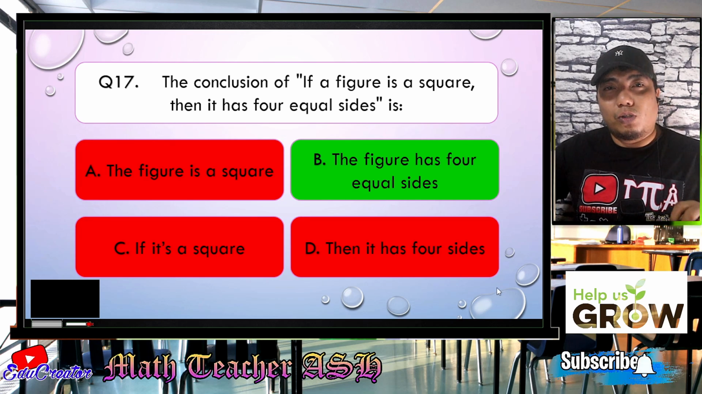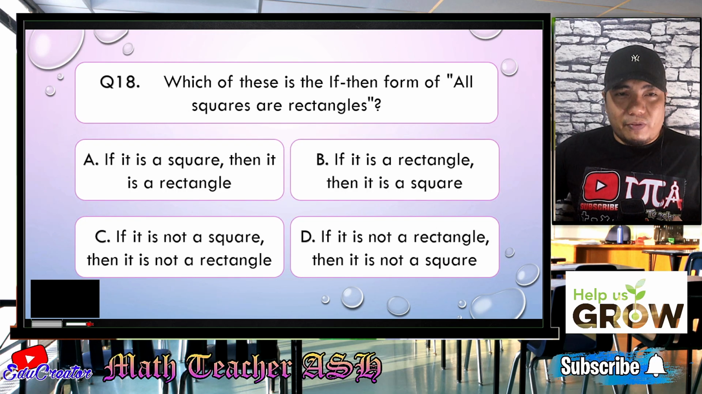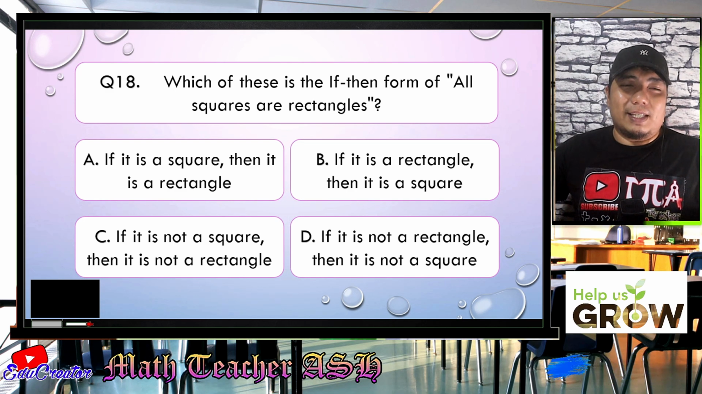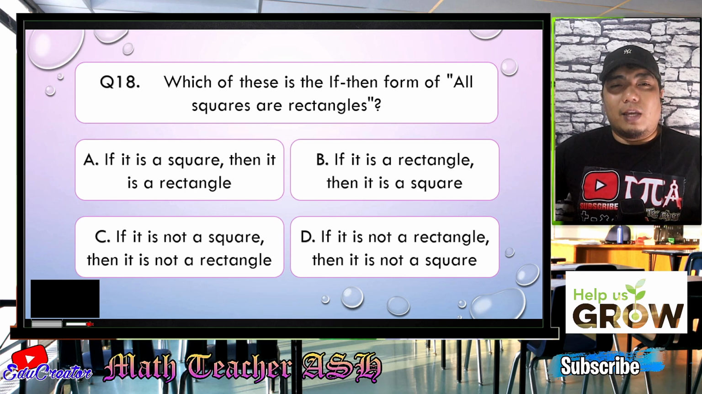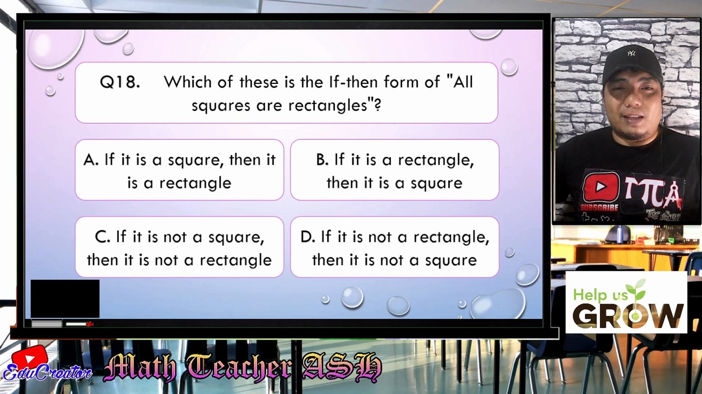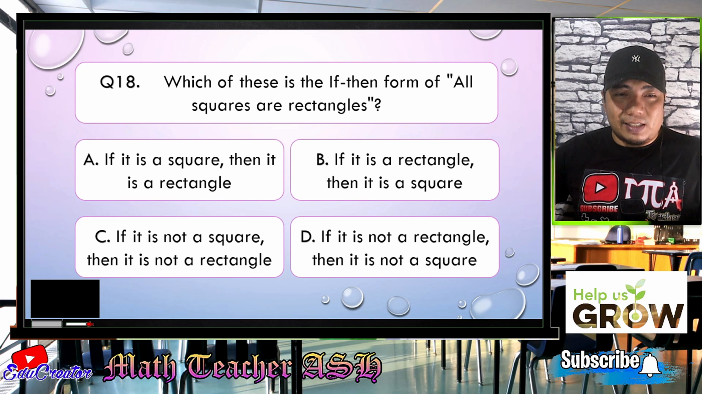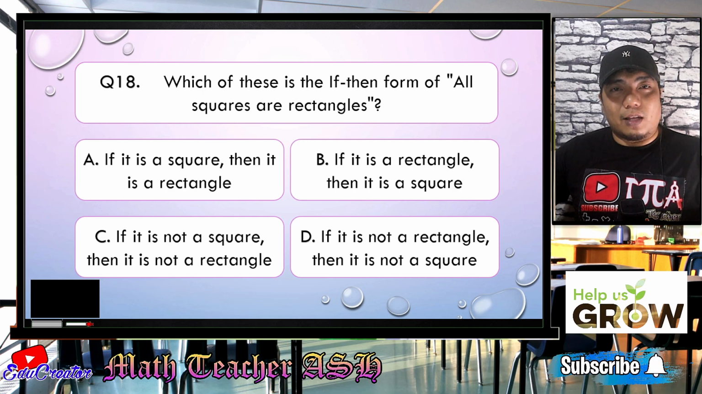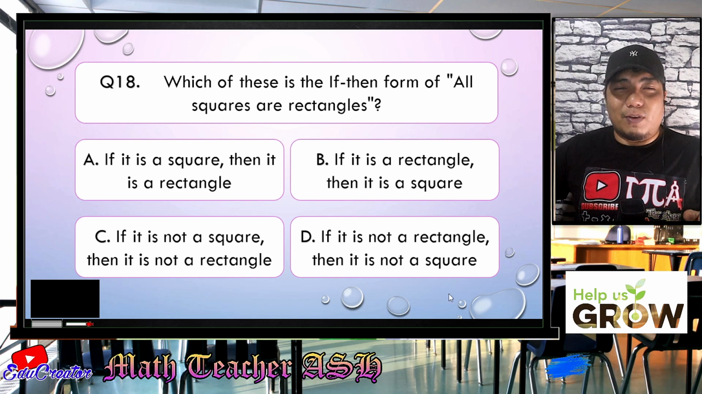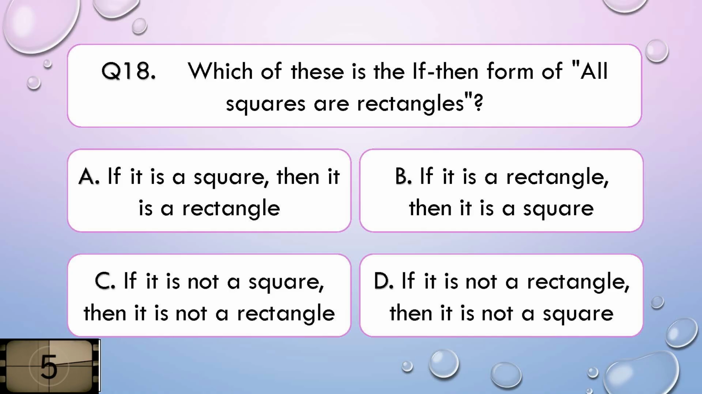Now, let us go to question number 18. Which of these is the if-then form of all squares are rectangles? Is it A, if it is a square, then it is a rectangle? B, if it is a rectangle, then it is a square? C, if it is not a square, then it is not a rectangle? Or letter D, if it is not a rectangle, then it is not a square? I'll give you 5 seconds to think about your answer.